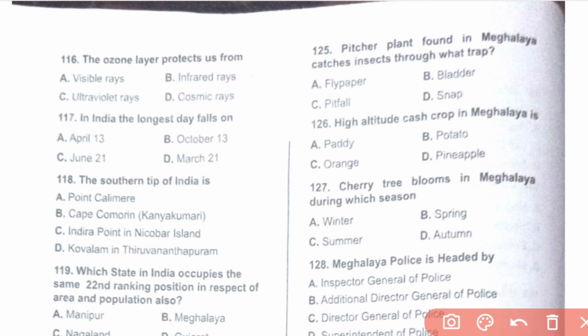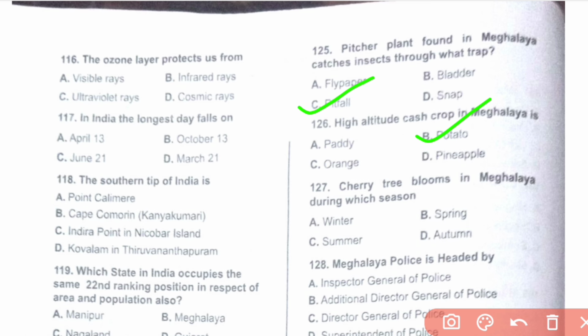The pitcher plant found in Meghalaya catches insects through what trap? This is a pitfall trap. Which crop in Meghalaya is the main crop? Potato is the correct answer.